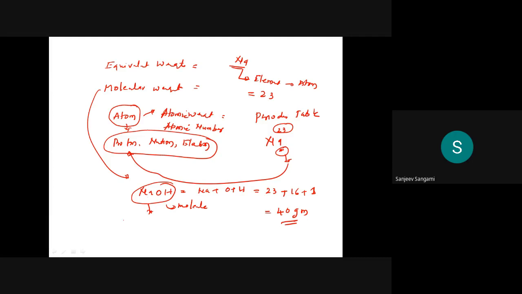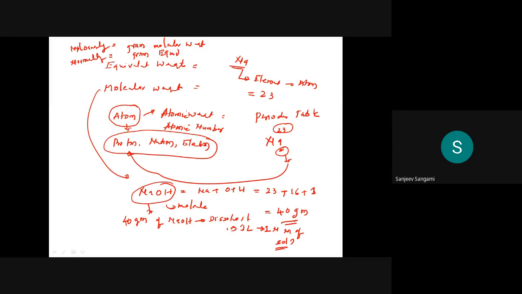Suppose I take 40 grams of NaOH and dissolve it in 1 liter, then I will get a 1 molar solution. That is molarity and normality. Molarity is gram molecular weight. Normality is gram equivalent weight. Next I'll come to what equivalent weight is.